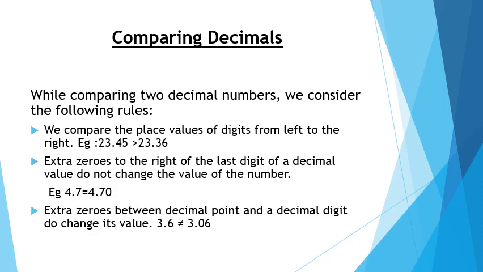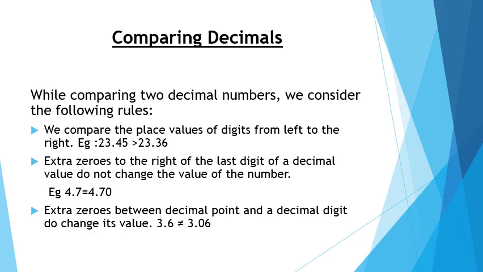But when we look at the same number and come to the 100th position, the left number has 5 and the right number has 6 in its 100th position. 6 is greater than 5, but no, we will not see this because we have compared the 10th position first. So we compare the place values of digits from left to right.